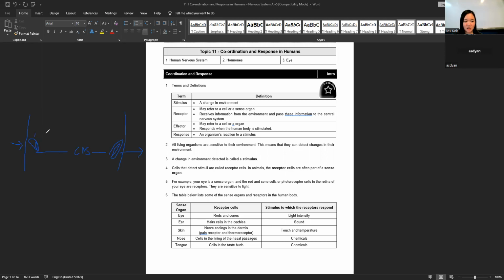Okay, the receptor and the effector are part of your body. So you have the receptor, the central nervous system, and then also the effector. Okay, so you follow this sequence.